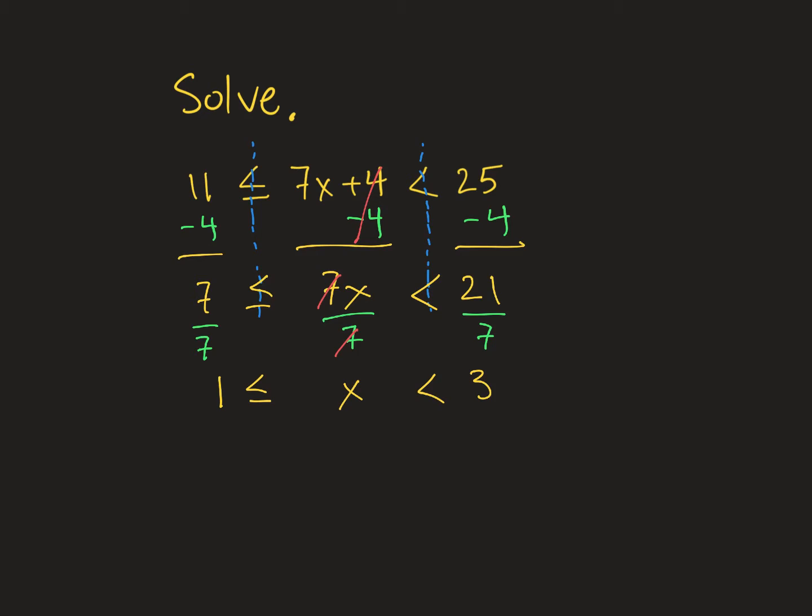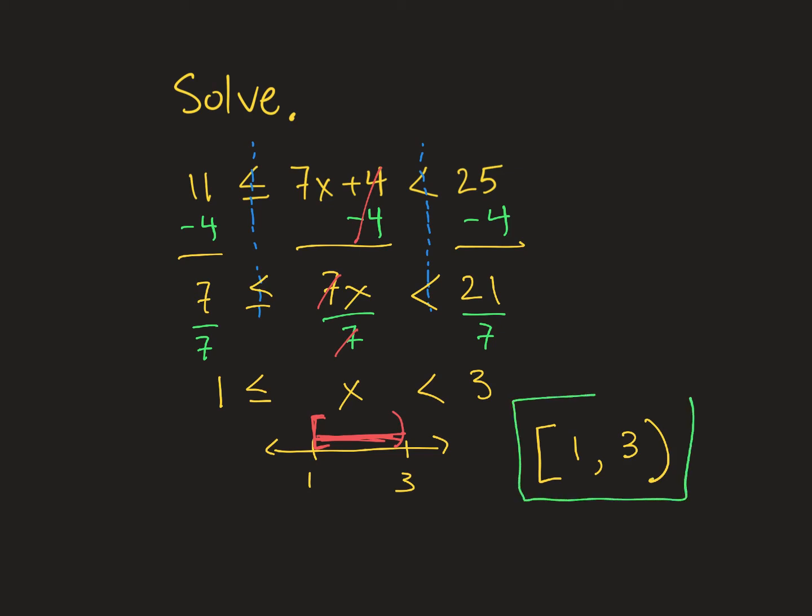So my solution set for the original inequality there is x may be any value in between 1 and 3. It's okay if it equals 1. 1 is also a solution, but it may not equal 3. It can equal 2.9997, but not 3. So final answer in interval notation. I'm just going to jot it over here to the right. Square bracket 1, comma, up to 3, close parenthesis, and that's my ball game.